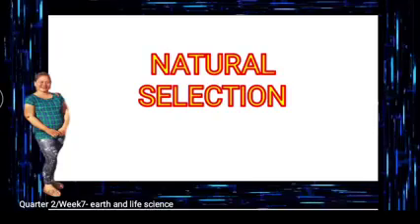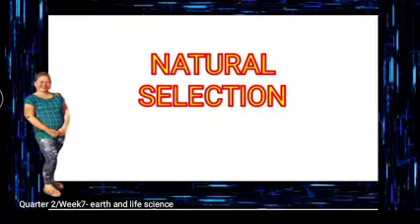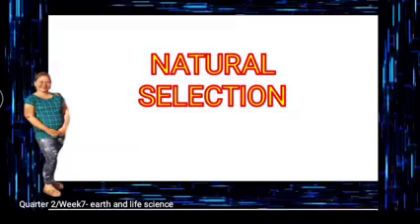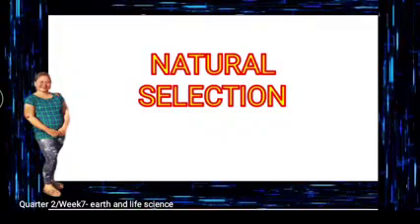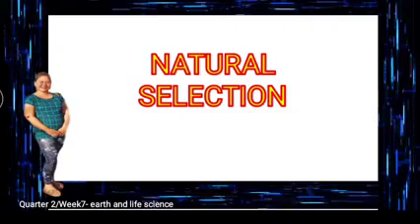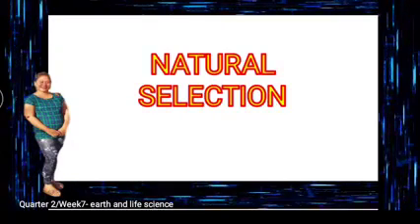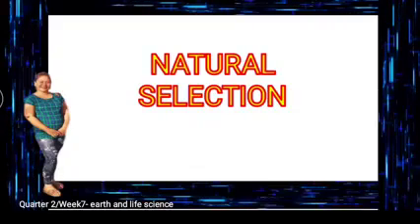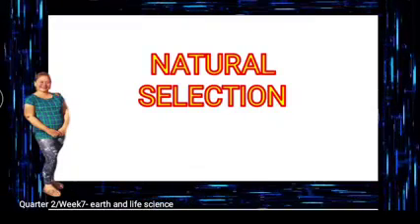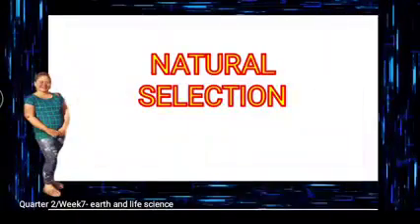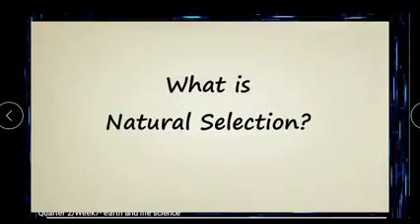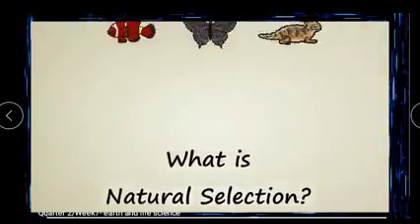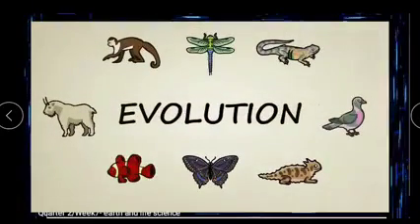This process increases the probability that the species will survive in a particular environment. The process in nature by which organisms better adapted to their environment tend to survive and reproduce more than those less adapted to their environment is what we call natural selection. What is natural selection? Natural selection is one of several key concepts contained within the theory of evolution.